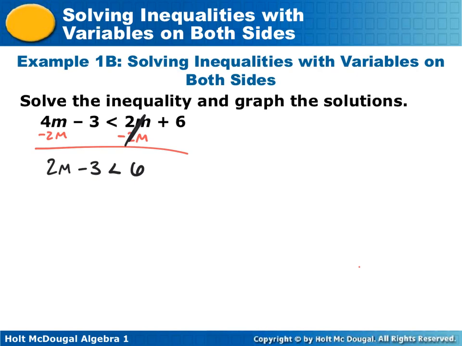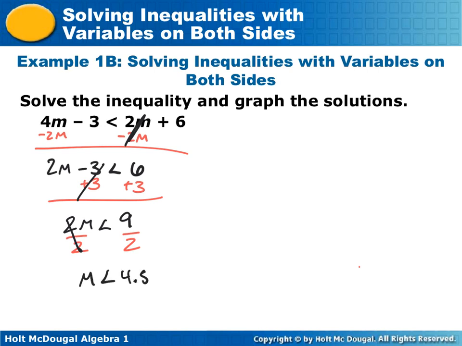Then the next thing I want to do is try and get the m by itself. So I need to add that 3 to get it away. And what am I left with at this point? 2m is less than 9. Okay? And then finally, to finish this out, you want to get m by itself, so you divide both sides by 2. Okay, so m is less than 4.5. Absolutely. You could leave it as 9 over 2 or you can work with decimals. All right? So I would agree. That is our final answer.